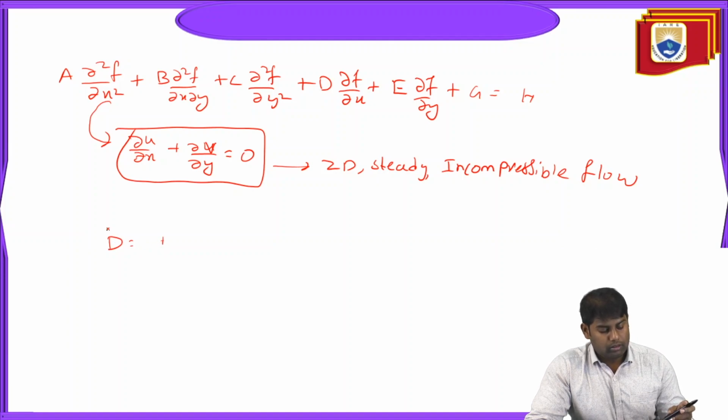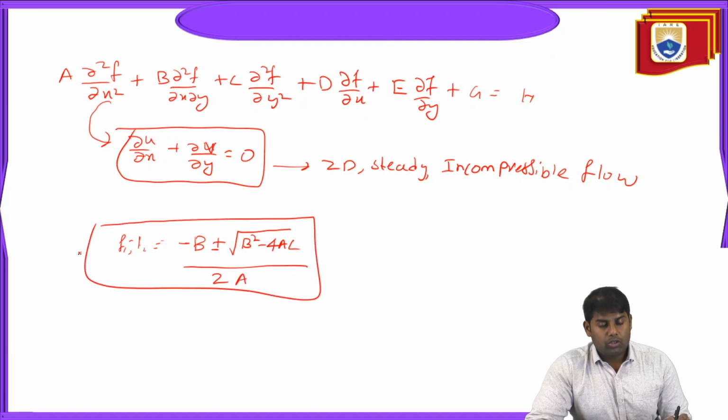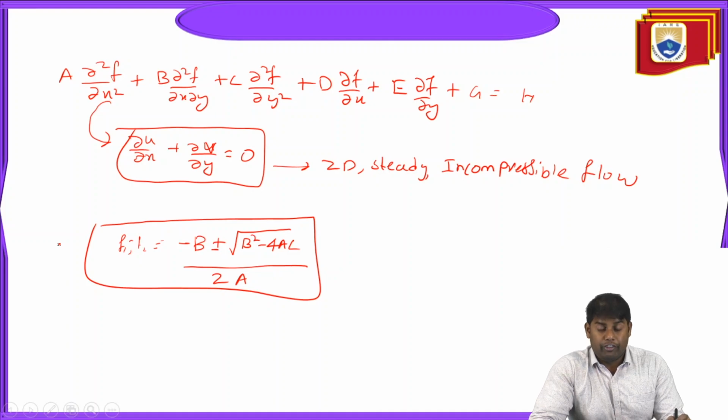So roots, sorry, here the roots f1, f2. So let's say minus b plus or minus under root of b square minus 4ac by 2a. Okay, so there will be two waves actually. Why? Because when we say a second order PDE, there will be two roots, or let's say in terms of CFD, you will have two characteristic waves actually.